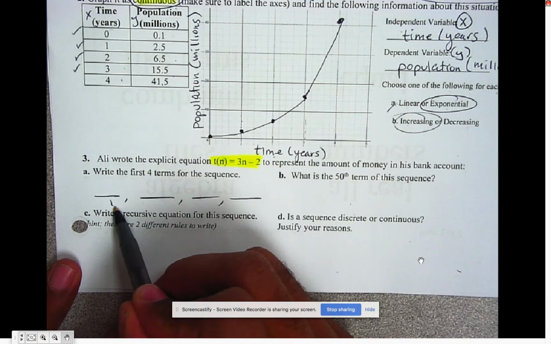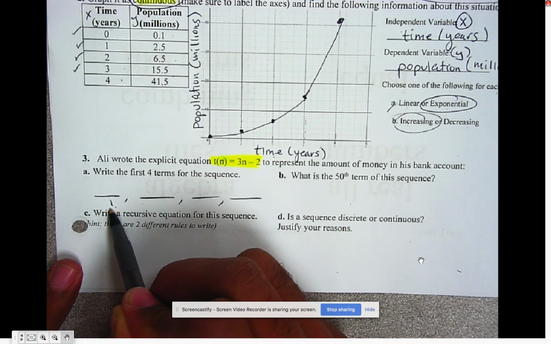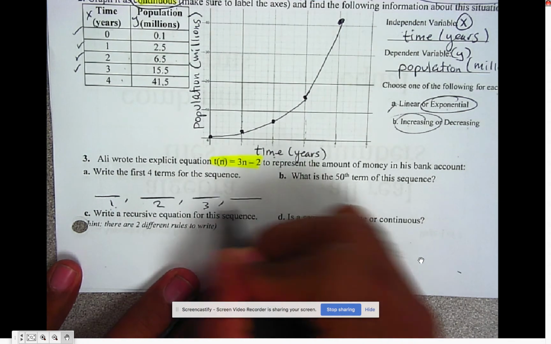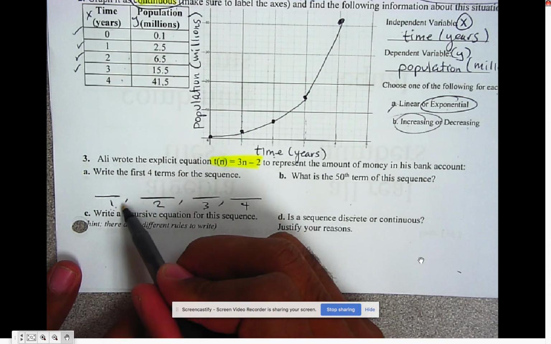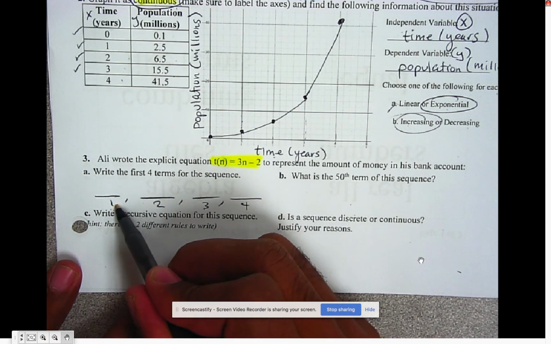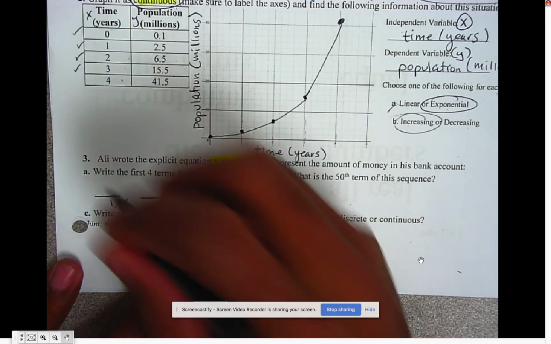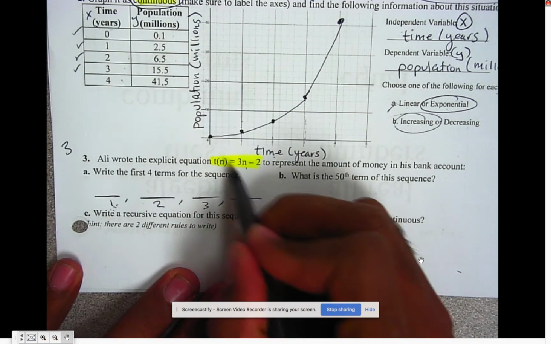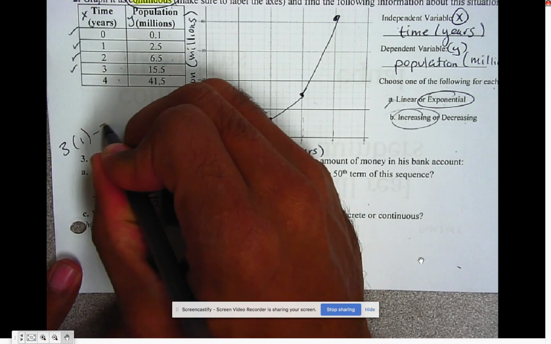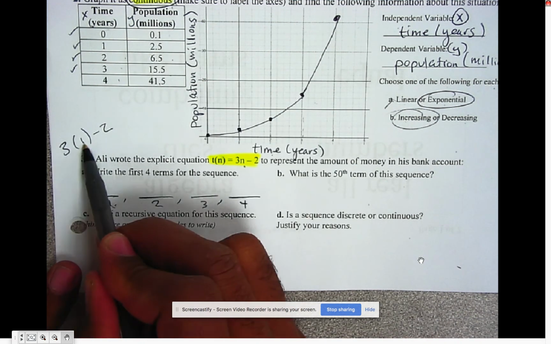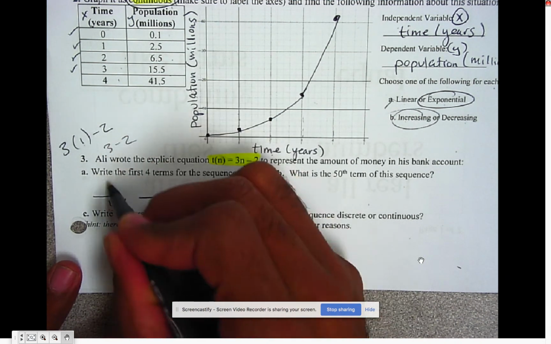Okay, so remember that when you start a sequence, you start with term number 1, term 2, and 3, not the 0th term. So basically what I'm going to do is plug in the 1 to find the first term. So I'll plug in 1 to the n. So 3 times 1, then minus 2. 3 times 1 is 3, minus 2 is 1.